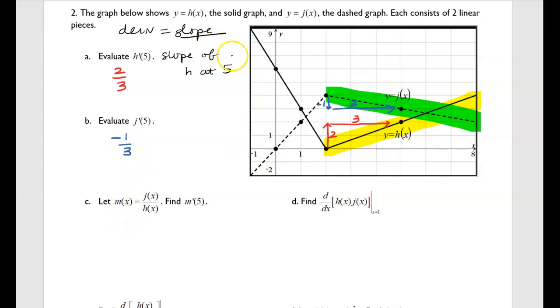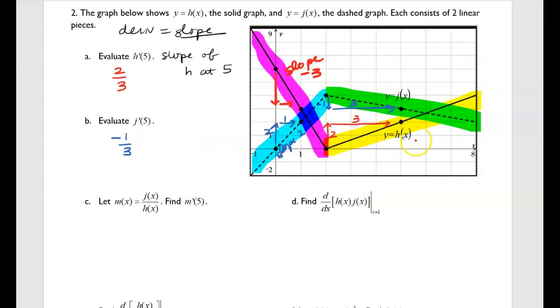While we're doing this, let's go ahead and find the slopes of our other pieces as well. So the other part of j, depending on where we're at, has a slope of 2 over 1. So this has a slope of 2. And the other part of h, that piece there, we'll find has a slope of negative 3. So I go down 3, right 1. So we'll have to keep those slopes in mind as we find our other derivatives. So I just wanted to go ahead and label those.